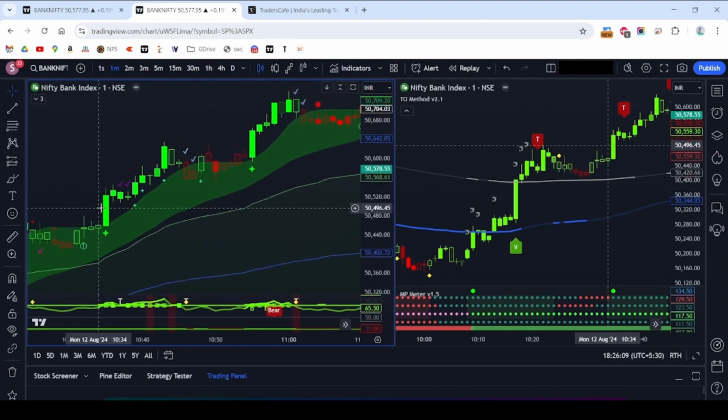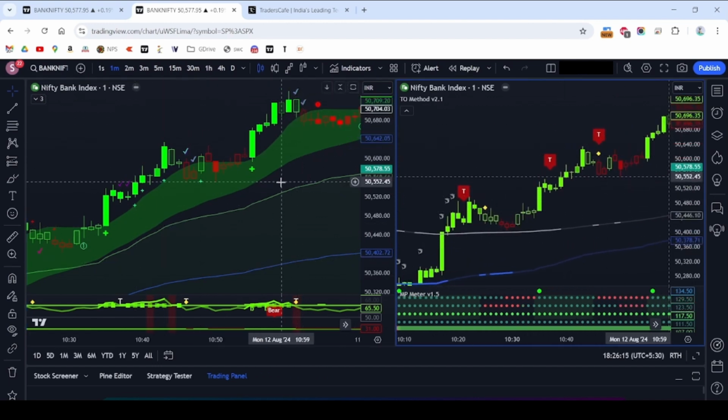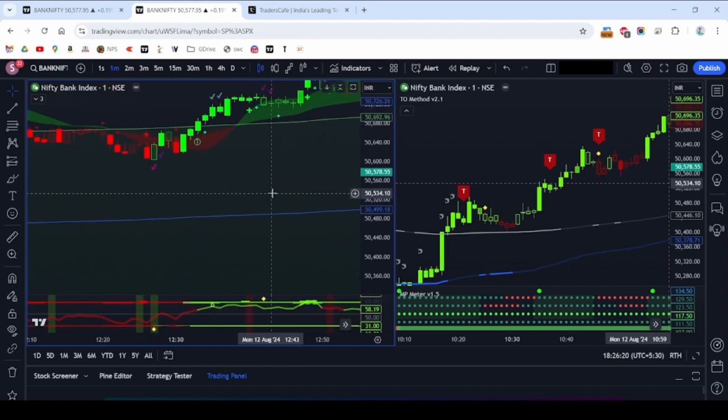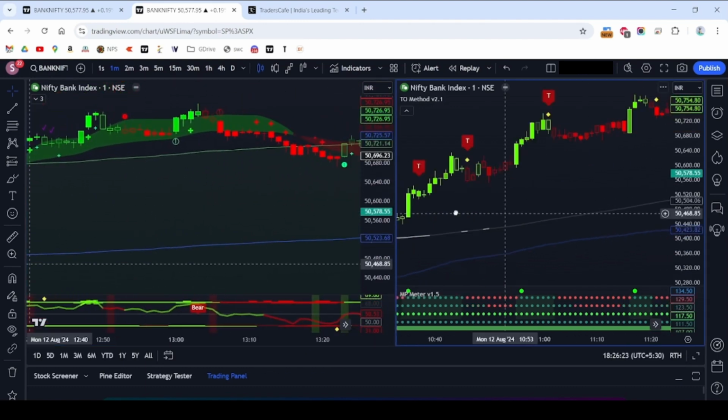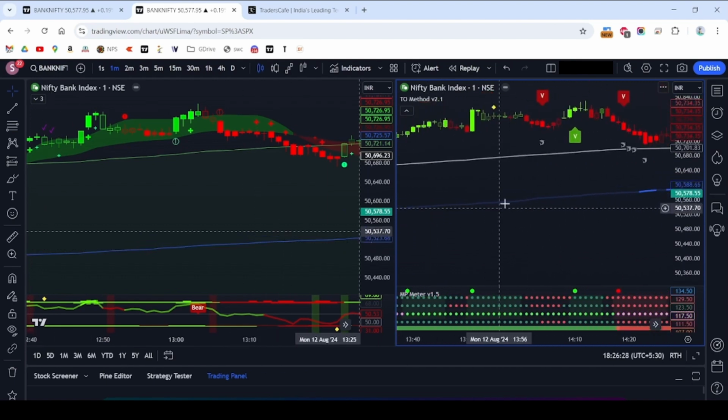If you partially book the profits and keep your position long, you would have captured approximately 600 points today from the lows. Let's look at one more last reversal, how this was able to help us. Around 3 p.m. is when we got a reversal signal.